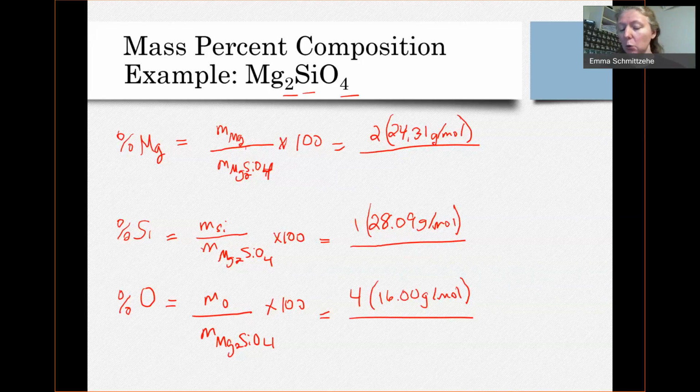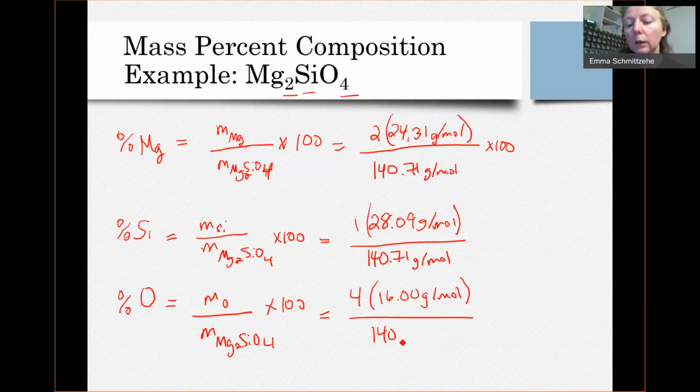So if I take the 2 times 24.31, that's going to be my mass of magnesium, I add that to the silicon, the 28.09. And then I'm going to add that to the oxygen, so 4 times 16. And that's going to give me the total. And the total ends up coming out to 140.71 grams per mole. Then all of this is multiplied by 100 to make it into a percent. And so we're going to divide all of these by the 140.71 grams per mole. And then all of them get multiplied by 100 to convert them into a percent.